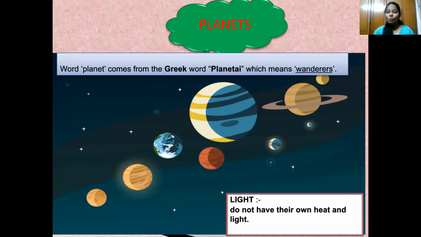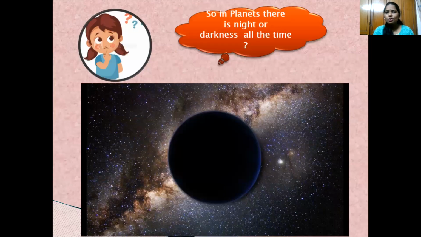Right? So what does a planet have? Does it have its own light or heat? No, it is quite opposite to the star. It doesn't have its own heat and light. All the planets do not have their own light and heat. So will there only be darkness on the planet, or is it night every time on the planet?